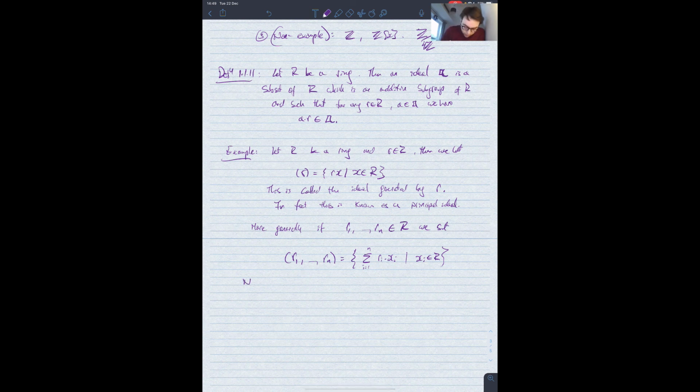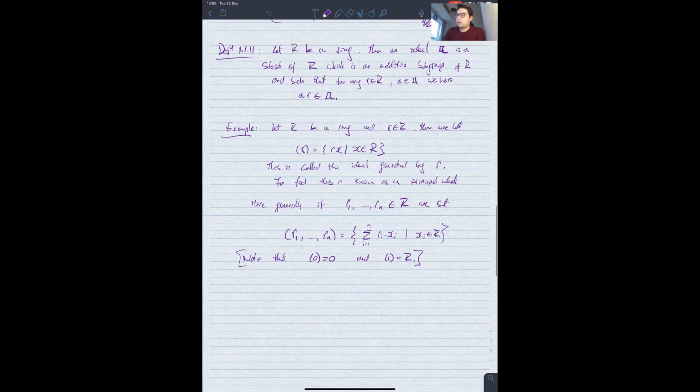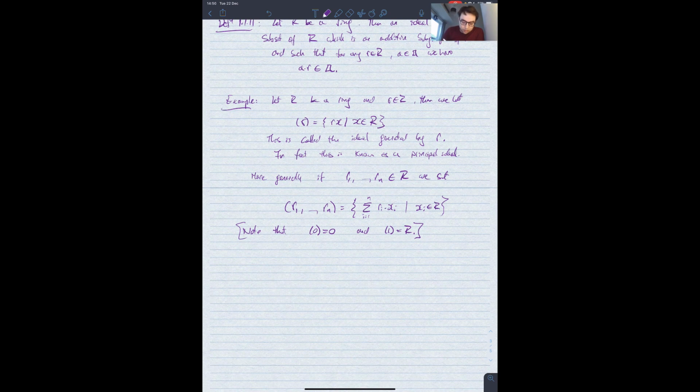Let me just note that the ideal generated by 0 is sometimes denoted by 0, and the ideal generated by 1 is the whole ring R. Just run through the definitions. So, as I was just mentioning, principal ideals are important. Here's a definition, 1.1.13.